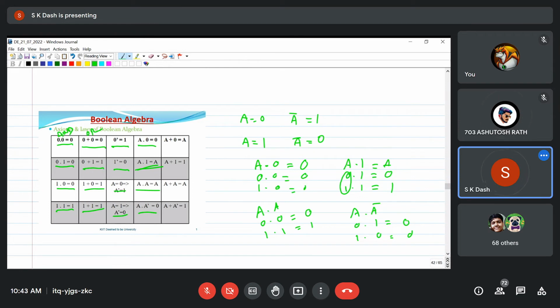Similarly, A plus 0 is A. A plus 1 is 1, because when you logically add anything with 1, only 1 will come. A plus A is A, and A plus A bar is 1. So these are the different axioms.